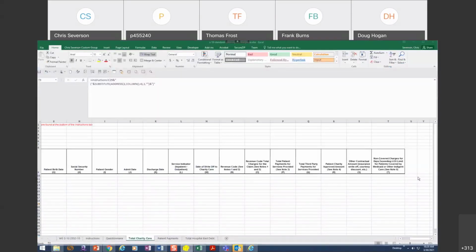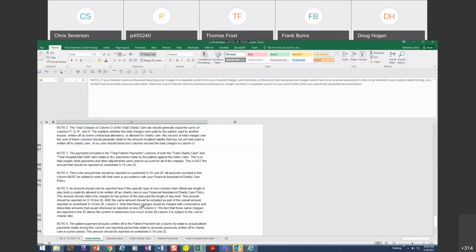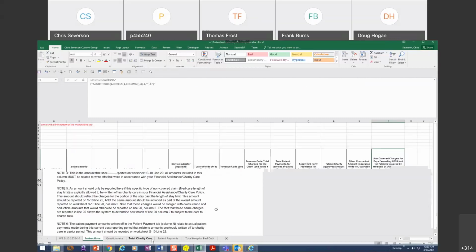And that's what this column is all about. Any non-covered charges for days exceeding the length of stay limit for patients covered by Medicaid or other indigent care. There's a note 5 on that, but it really explains what I just said as well. So that's the key thing there.